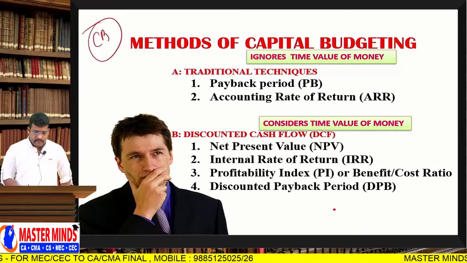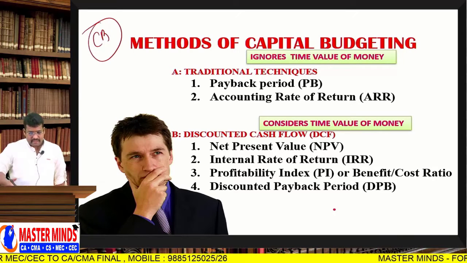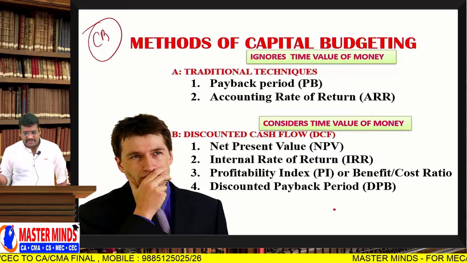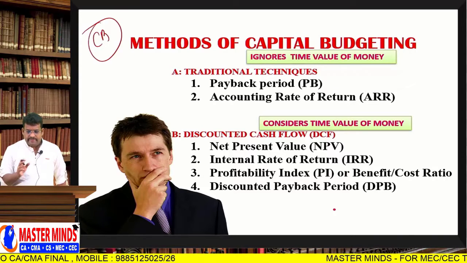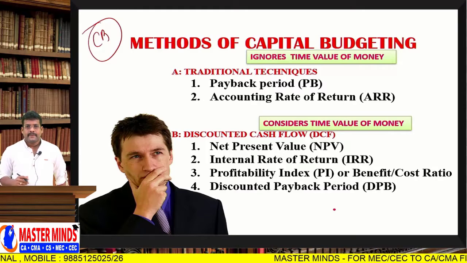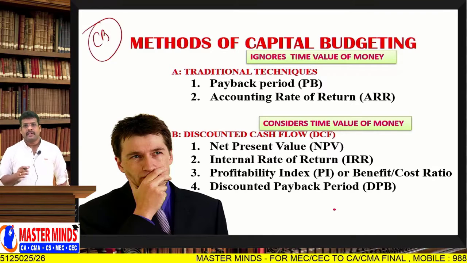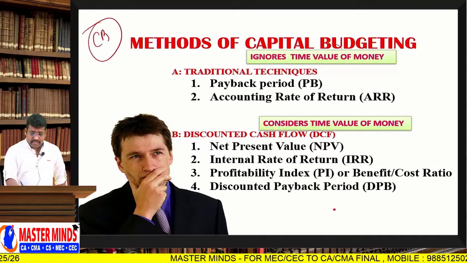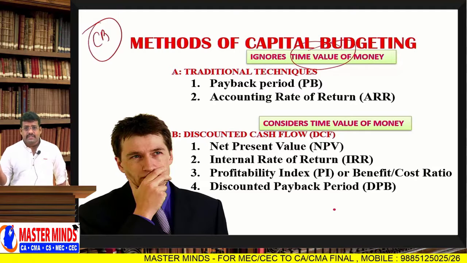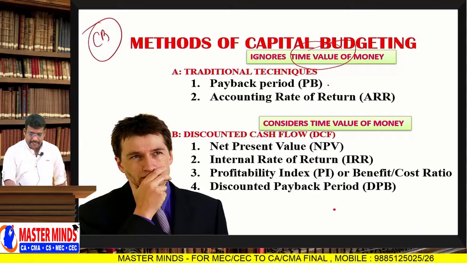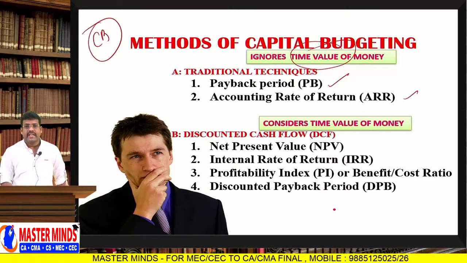Let us check. Sir, what do you mean by traditional techniques? How is it different from modern techniques? Students, it's very simple. Traditional techniques ignore the time value of money. Since they ignore the time value of money, their dominance has also decreased in financial management decision making. There are two methods under the traditional methods: one is payback period, another one is accounting rate of return.